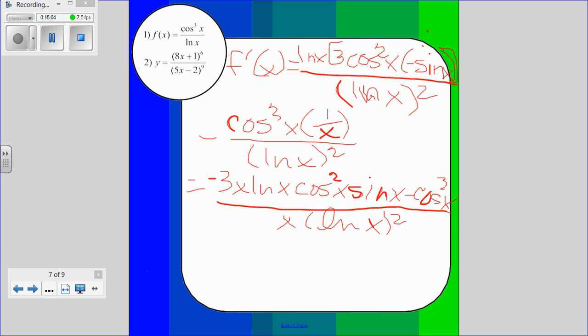Okay, going back through it one more time, you had the bottom, natural log x, times the derivative of the top, 3 cosine squared x times negative sine x, minus the top, cosine cubed x, times the derivative of the bottom, 1 over x, all over the bottom squared. Then all we did from there was multiply the top and the bottom all the way through by x, distributed it to both fractions, and that's where we end up with this answer. If you have any questions on that one, because it's pretty rough, please let me know.